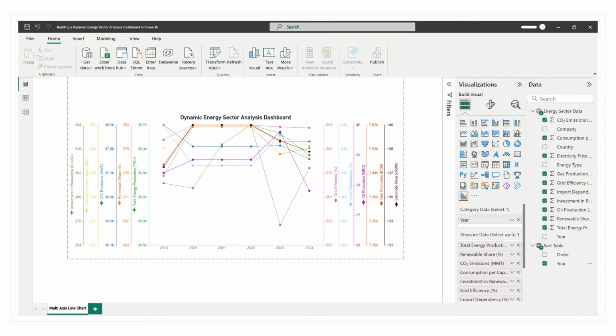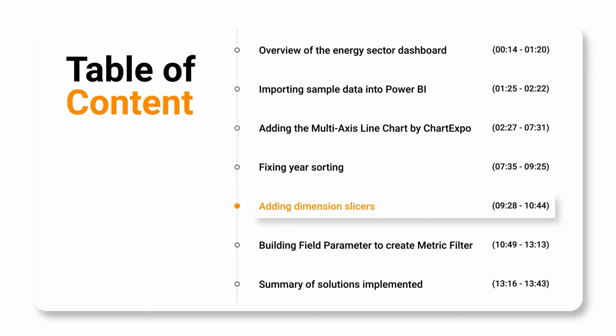Now it's time to add slicers for dimension fields to filter the energy sector data in the chart. We will add slicers for company, energy type, and country. These slicers will help us analyze the data from different angles. Adding dimension slicers.